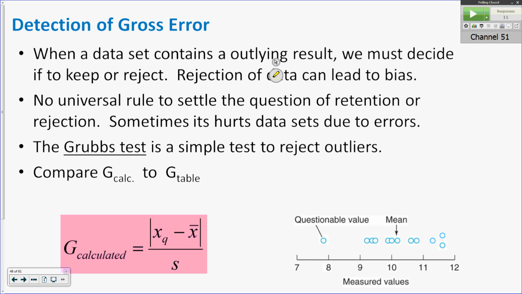Sometimes I looked at it to tell you if you had 1 gross error, that's not too bad. If you got 2, okay, needs some improvement. If you had 3 out of 15, that's 20% of your titration. That means you've got some improvement to do.